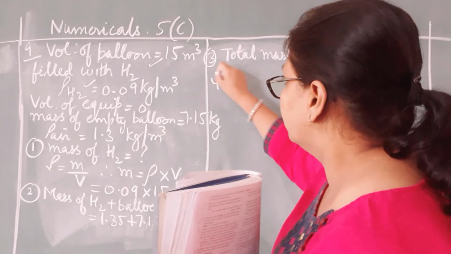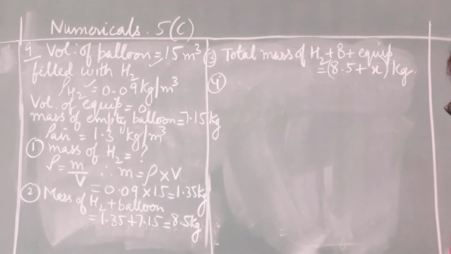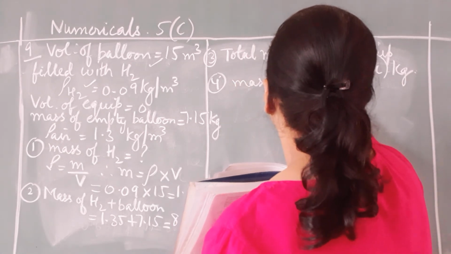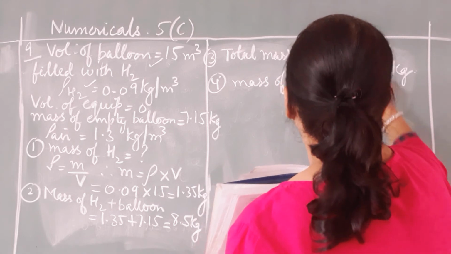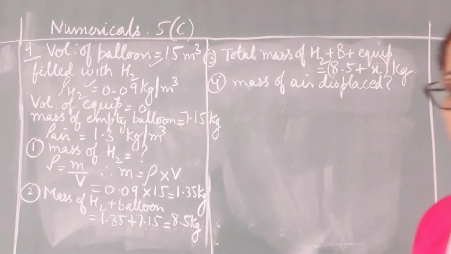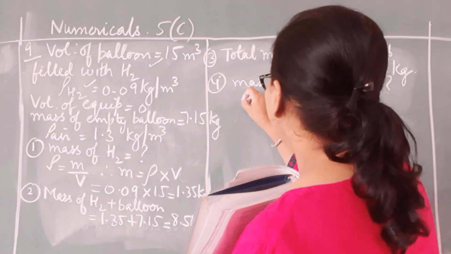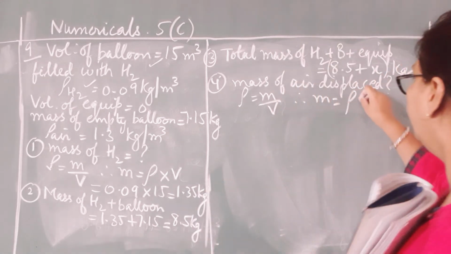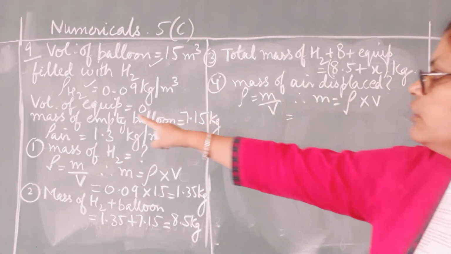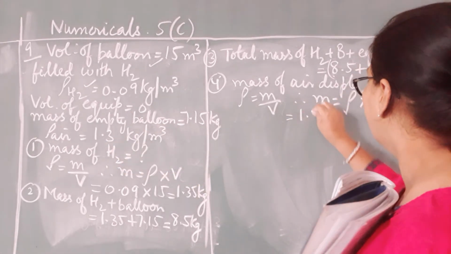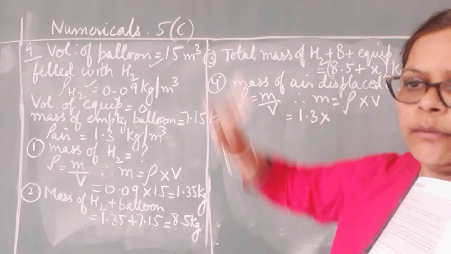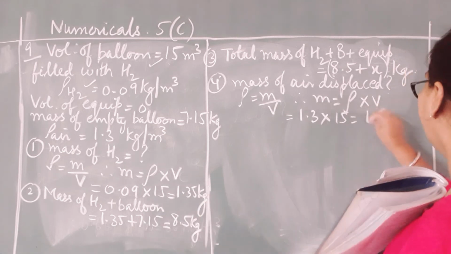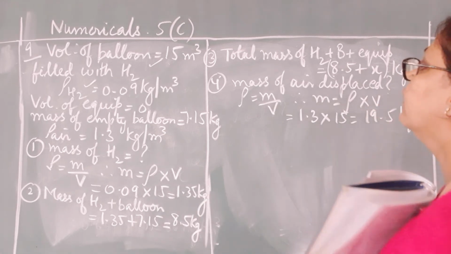Now we move to the fourth part. In the fourth part, they have asked you to find out the mass of air displaced by the balloon. Now in case of finding out the mass of air, we consider the density of air and volume of air. So again I am going to consider density is mass per unit volume. Therefore mass is density into volume. Now what is the density of air given, children? It is 1.3. And of course what would be the volume? Again 15, because the balloon remains the same. So that will be 1.3 into 15 is 19.5 kg. So this is my fourth part.